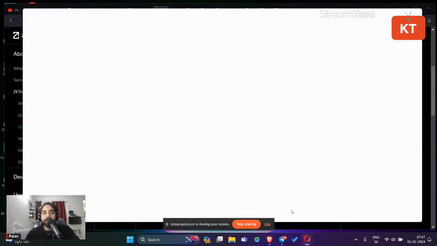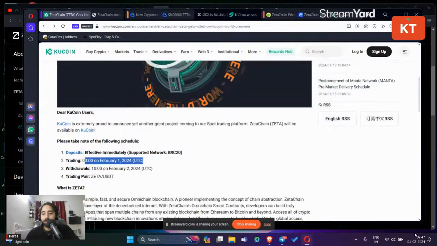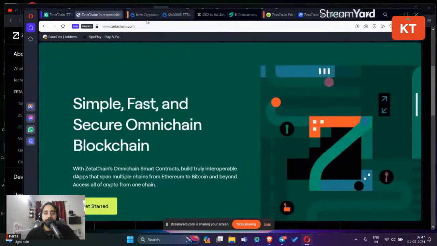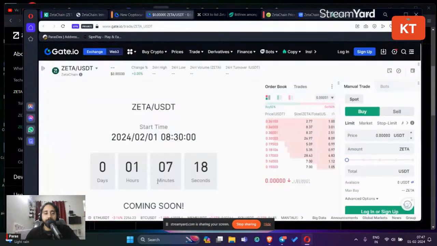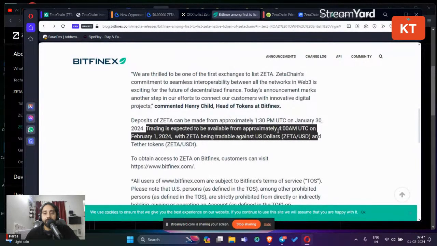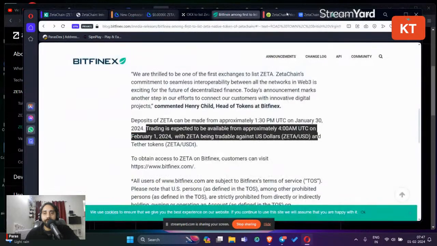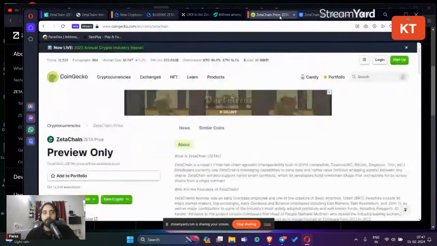We have the token listing on all the exchanges. You have KuCoin going live soon. I think now less than 1 hour is left. I think 45 minutes from now, the token is about to go live. Then you have Gate.io. The timings here, 1 hour 7 minutes are remaining. OKX is listing it. Bitfinex is listing it. Of course, Bitfinex is late by 1 hour. So they will first list on KuCoin, then on Gate, and then on OKX, and then later on Bitfinex after 1 hour from listing on other exchanges. Price feed is there on CoinGecko and CMC.